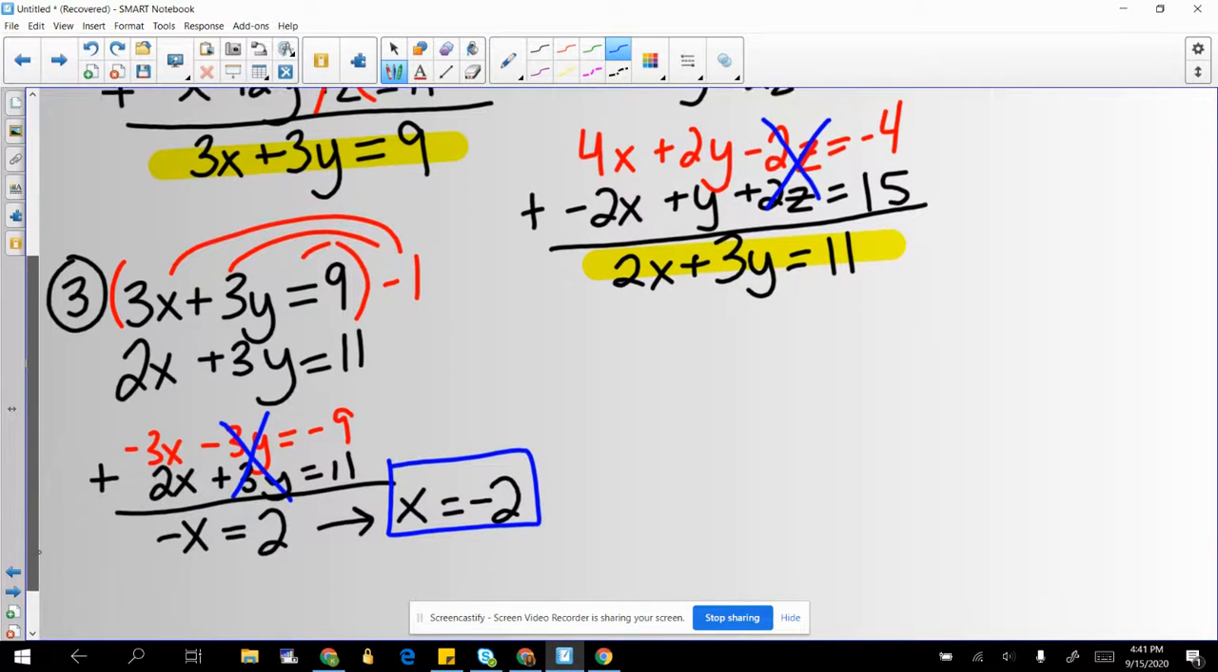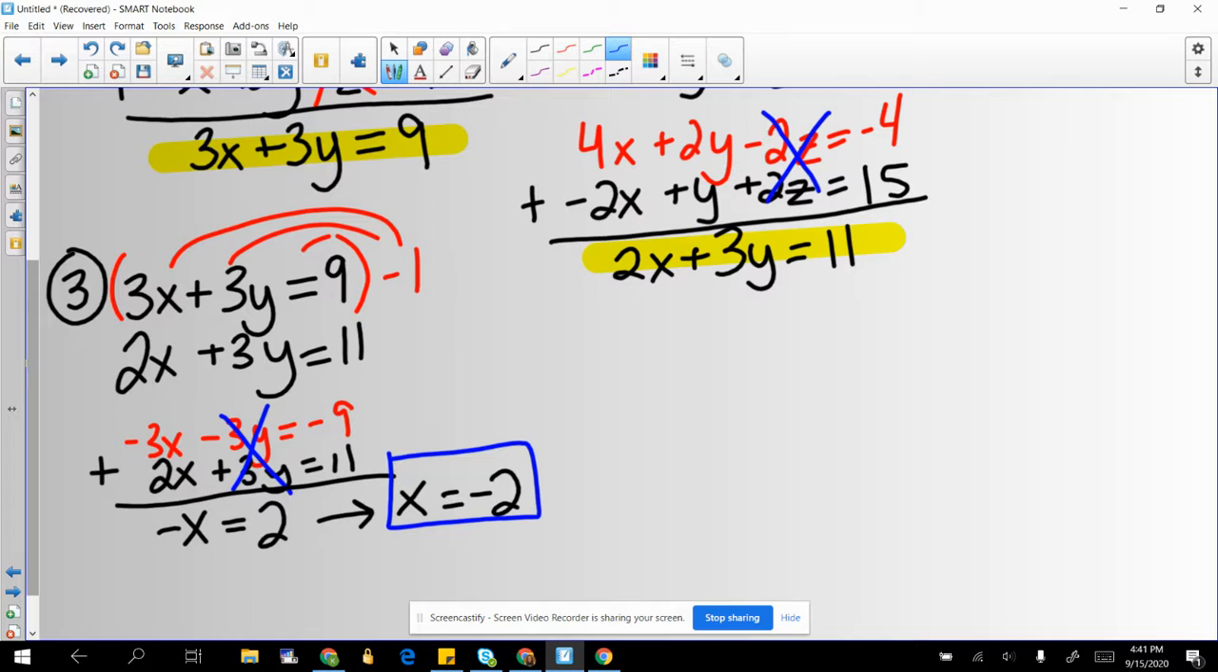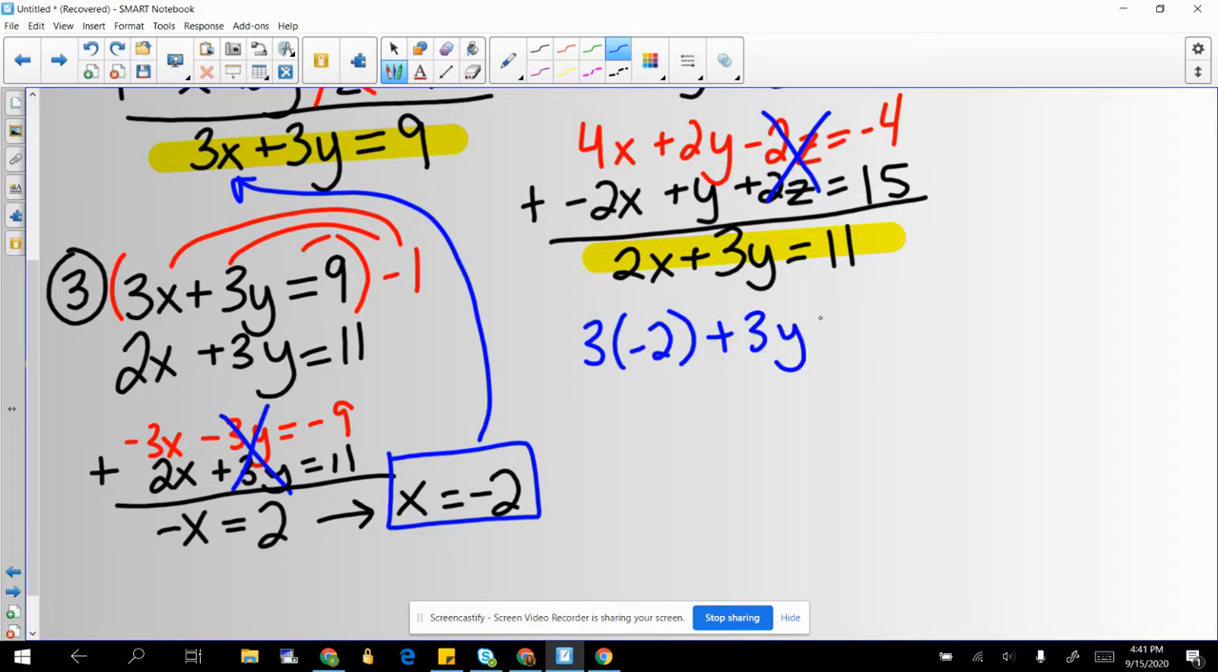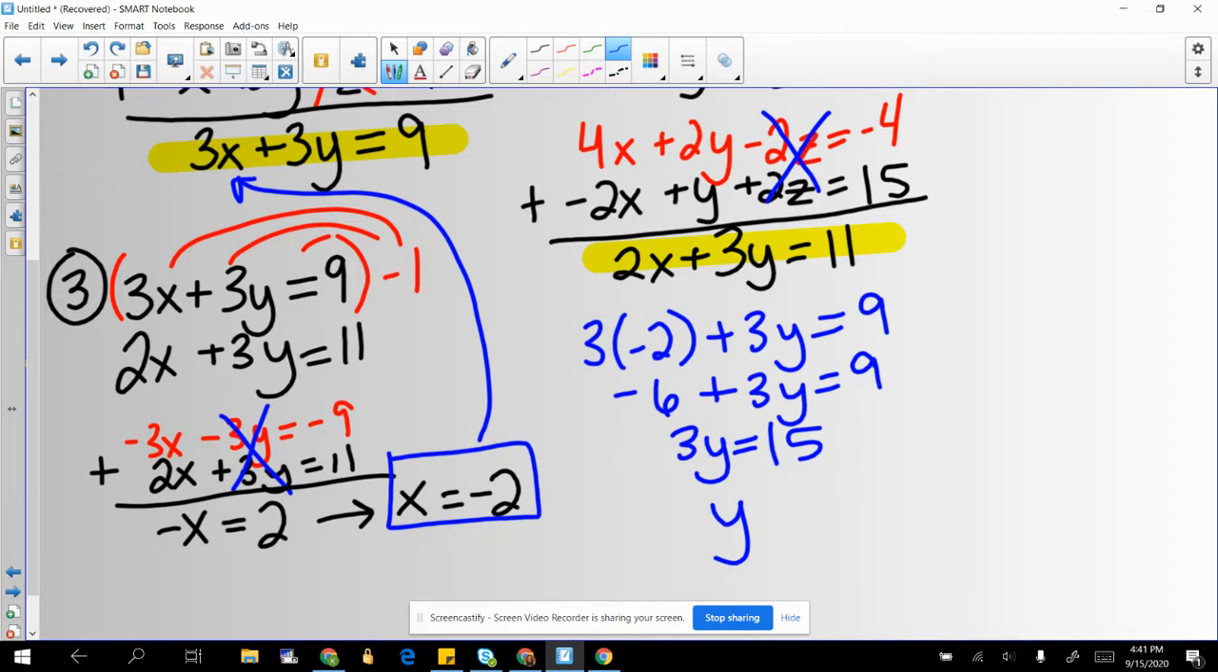Okay, so it doesn't matter. Either of my highlighted ones I could plug back into. So I'm just going to pick this first one here, and I'm plugging x back in. So 3 times negative 2 plus 3y equals 9. This is going to give me a negative 6. I'm going to add the 6 over, so I get 3y equals 15. And so y equals 5. And that's going to be my next part of my solution.